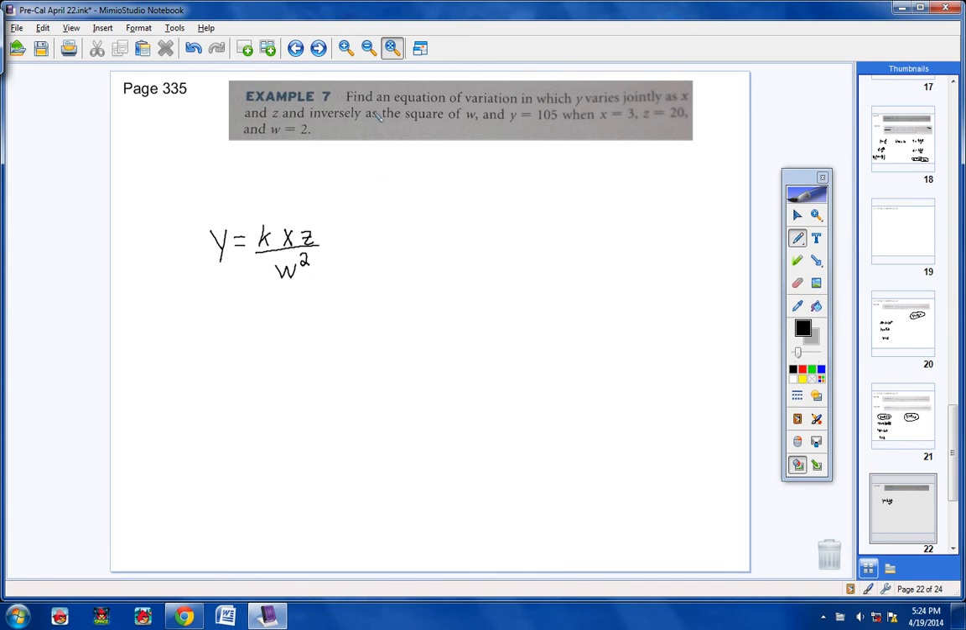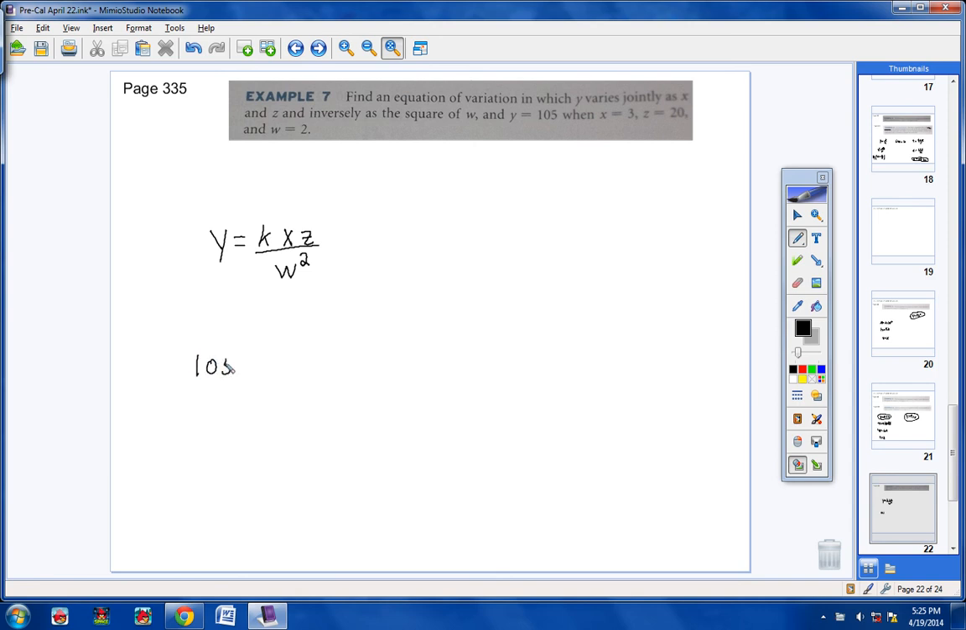Now I hope that makes sense. Let's look at it again. We have y varies jointly, that means direct variation, as x and z. So k varies directly with x and z, and inversely, so we know w is going to go in the bottom, as the square of w. And now let's go ahead and make our substitutions, and let's solve for k.